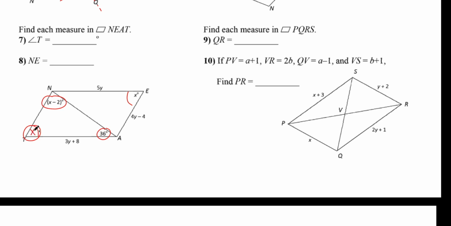Make sense? What about NE, this line segment right there? It's a parallelogram, so you know the opposite sides of a parallelogram are equal to each other. So that's 5y. This is 3y plus 8. What can you do with those? Set them equal to each other. That's right. You solve for y, you plug it back in, and then you got NE.